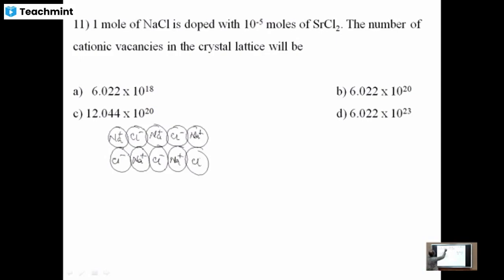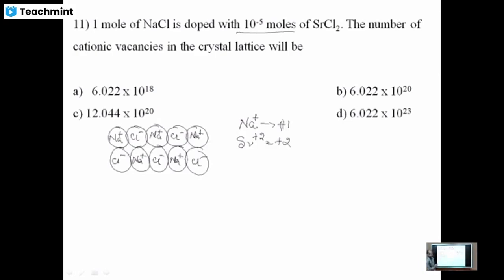What is given? 1 mole of NaCl doped with 10 to the power of minus 5 moles of strontium chloride. We know the charge on one sodium ion is positive 1. The charge on one strontium ion is plus 2.